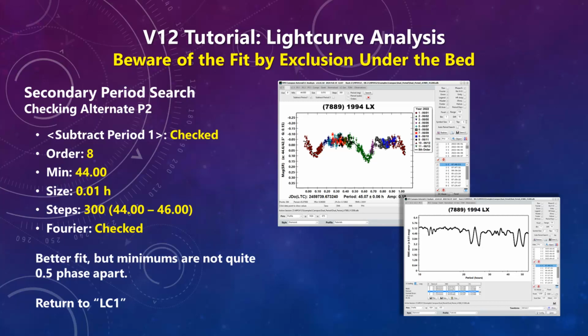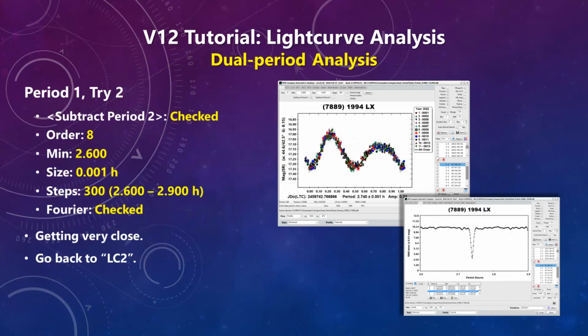We'll use the 45-hour solution to refine period 1, so let's return to the LC1 tab. Use the search parameters on the screen to search over a narrower range of trial periods, now using a precision of 0.001 mag. This produces a very nice bimodal lightcurve with almost all the noise from the first try removed. The period spectrum shows the solution, at least in the range it covers, is not ambiguous in any way.